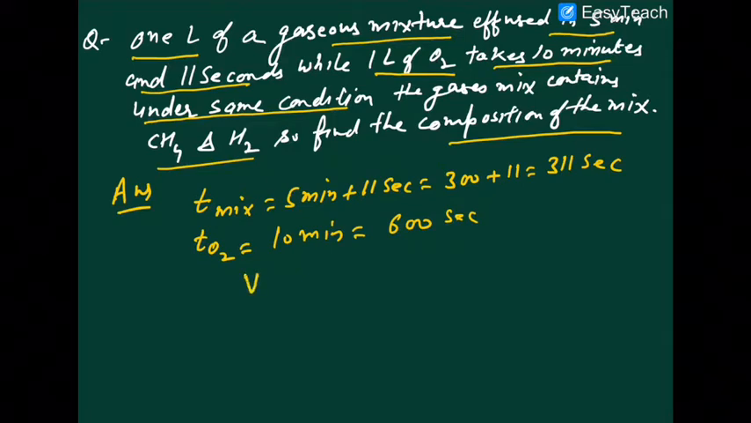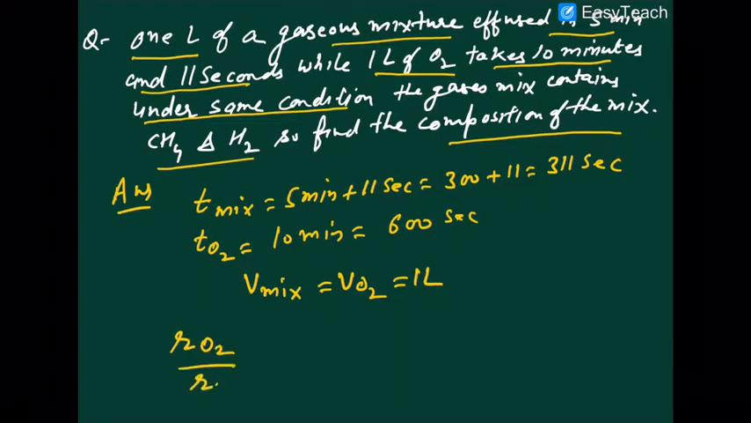So volume of mixture and volume of O2 is the same. So you can take rate of O2 by rate of mixture is equal to square root of molar mass of mixture by molar mass of O2. So what is the answer now?